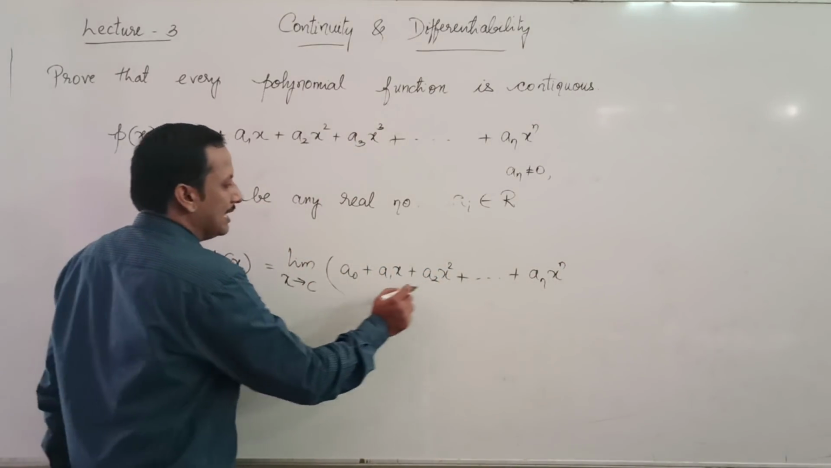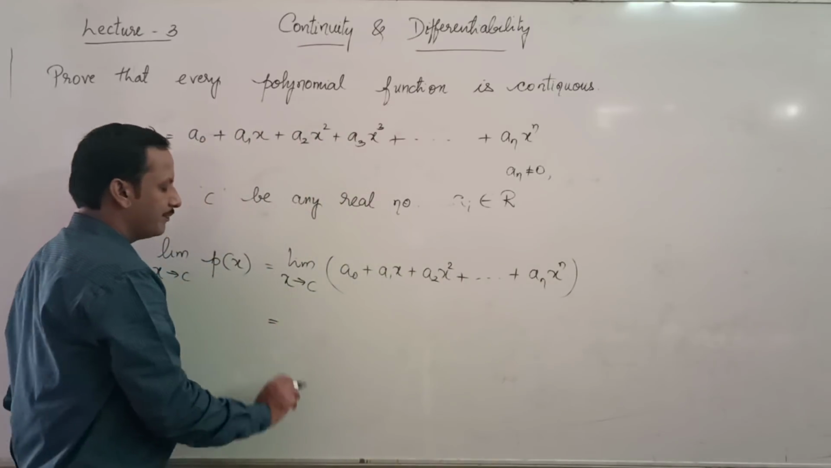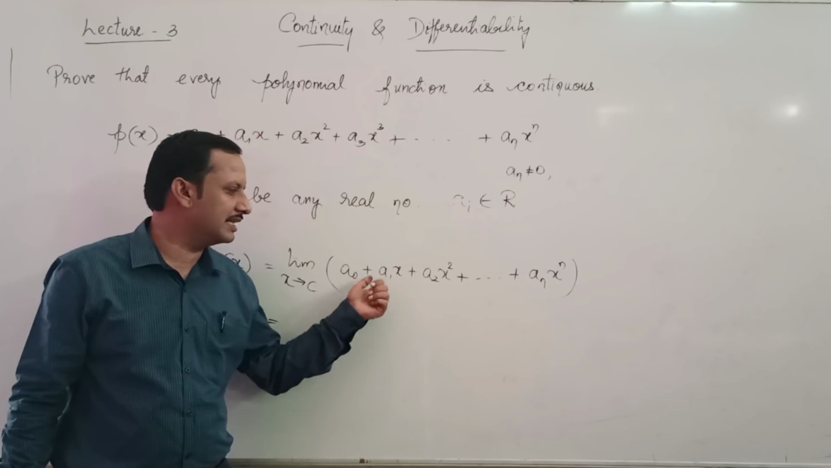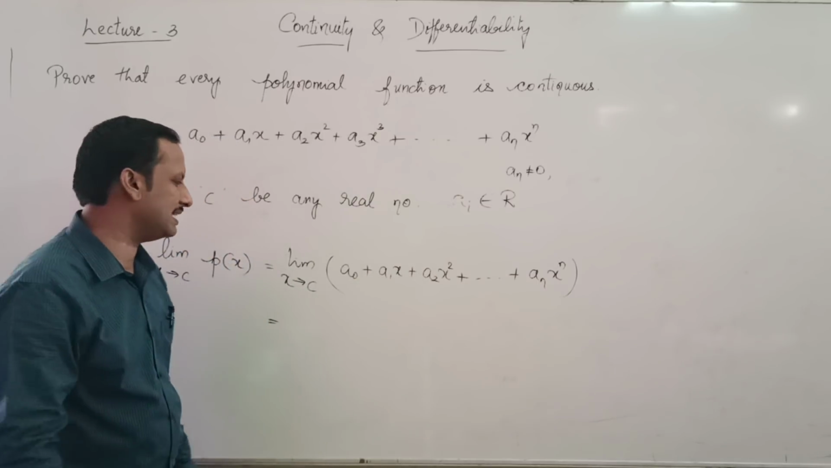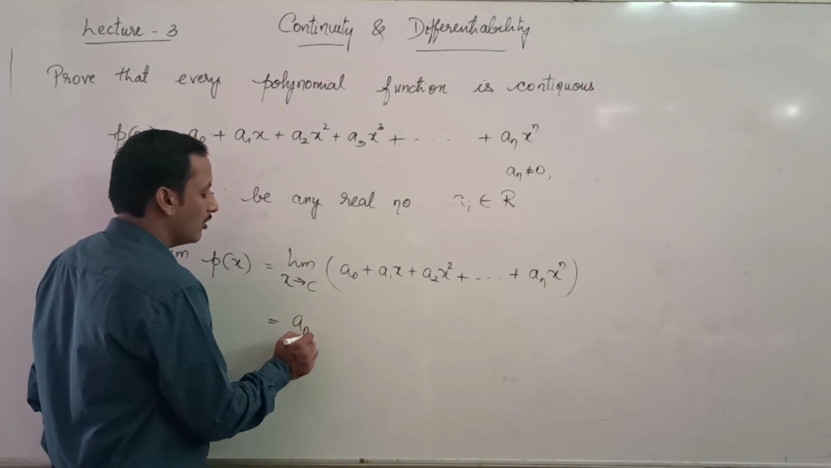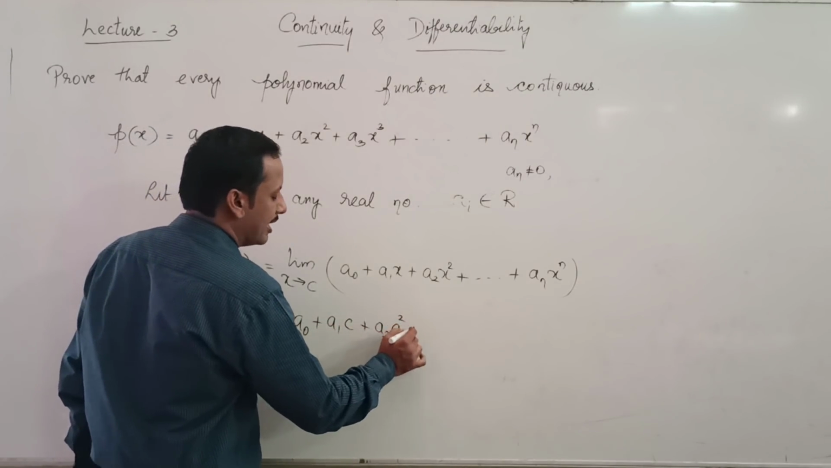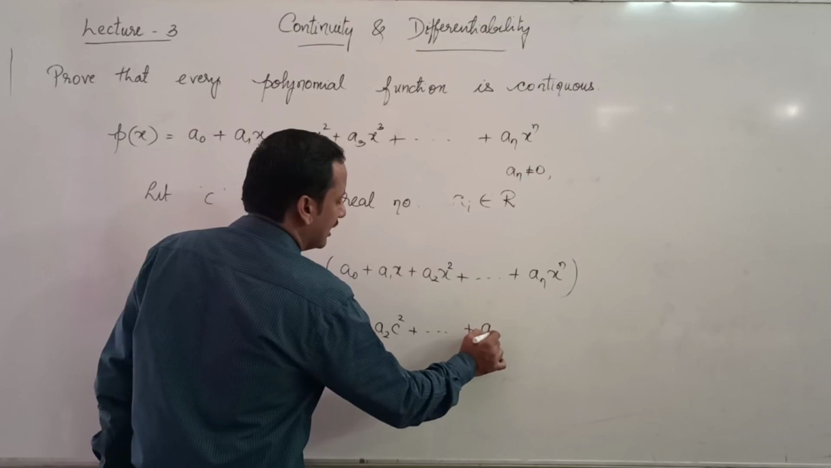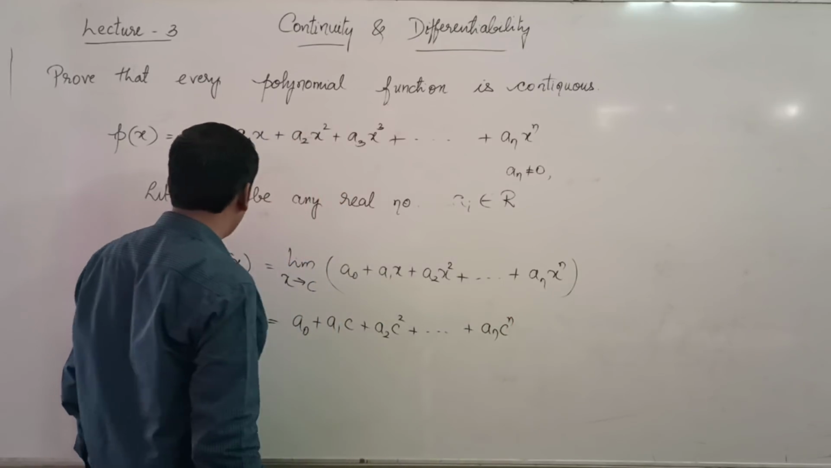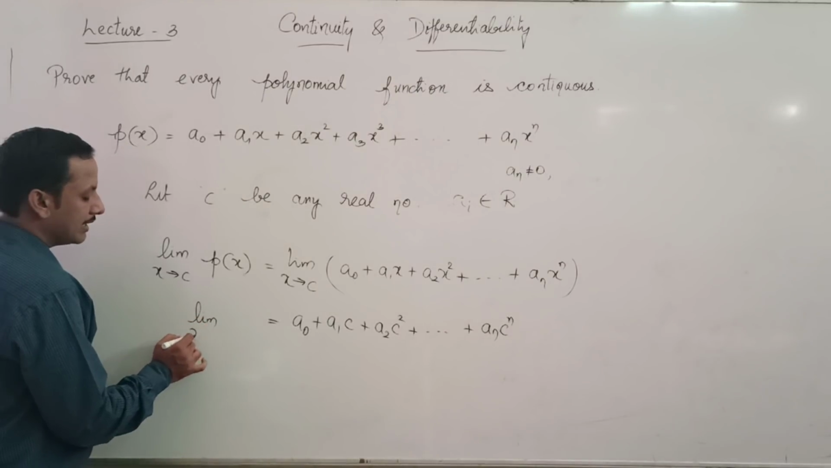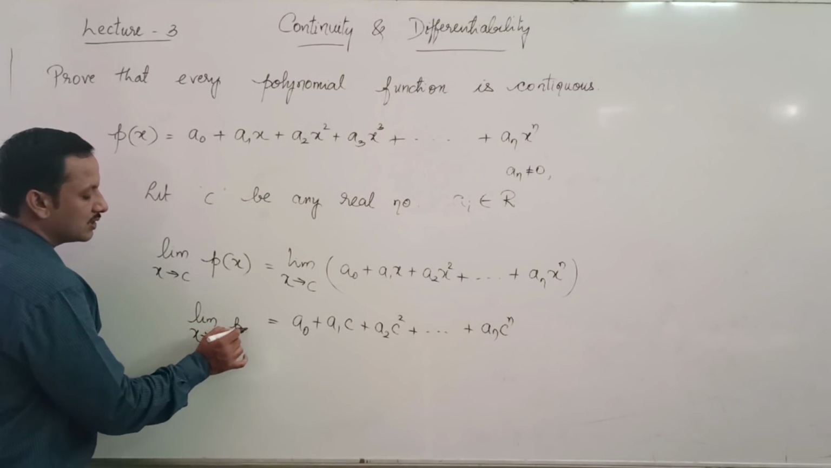Now if I apply the limit for this function, I am applying the limit as x tends to c, so wherever there is x I have to replace it by c. We will get a0 plus a1c plus a2c square and so on till an c power n. So this is limit x tends to c p of x.